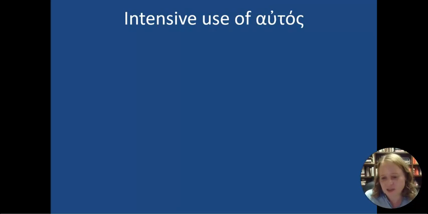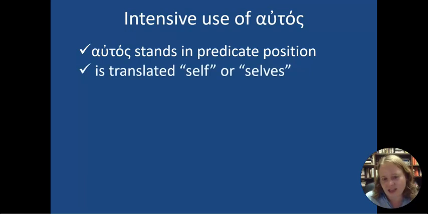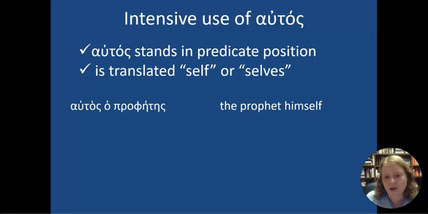Αὐτός by itself just means he, she, or it. But sometimes it takes on an intensive use, in which αὐτός stands in the predicate position, which means it does not have a definite article in front of it, and it gets translated as self or selves to reinforce the pronoun. So αὐτὸς ὁ προφήτης. Do you see how there's not a definite article in front of it? Now this reinforces the prophet. Who is he? He's the prophet himself.